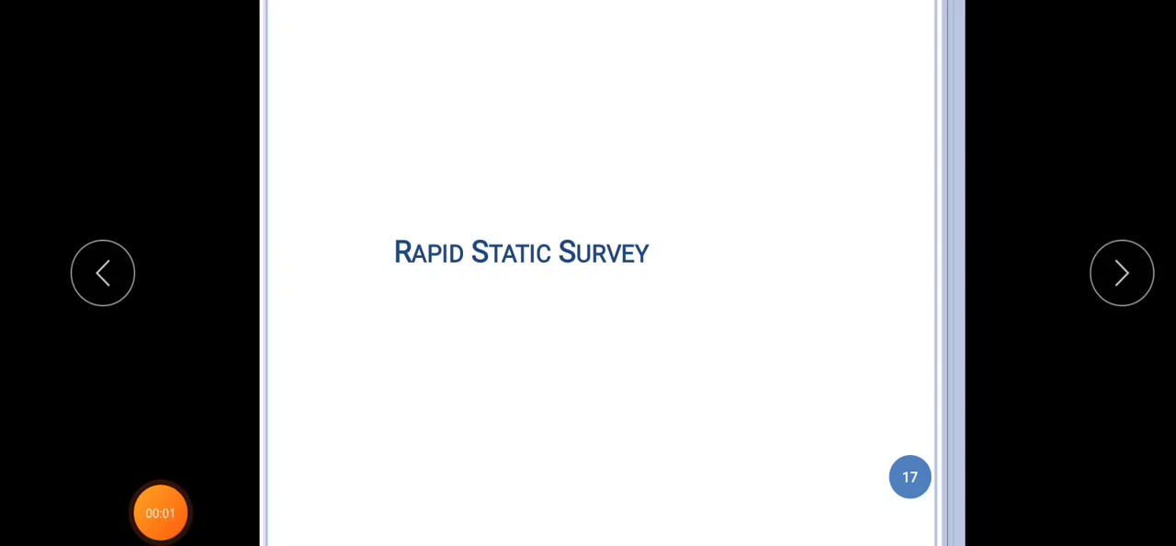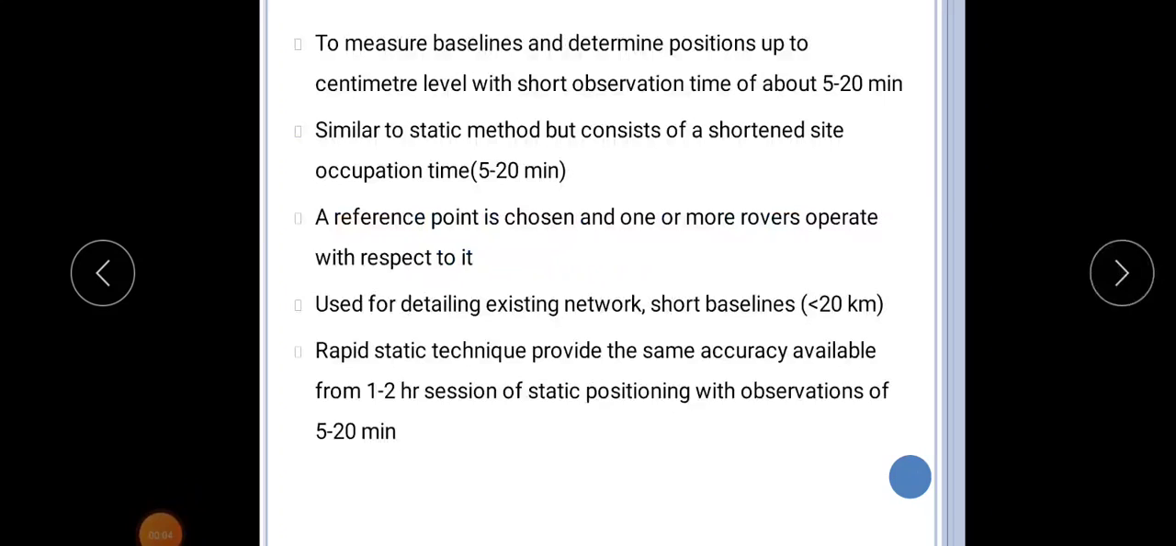The next method of GPS survey is rapid static survey, and this rapid static survey is similar to our previous static method. Only difference is here the observation time is short compared to the previous one. Here the observation time is about 5 to 20 minutes, and in the previous one the observation time is 1 to 2 hours. Okay, so that is the main difference.